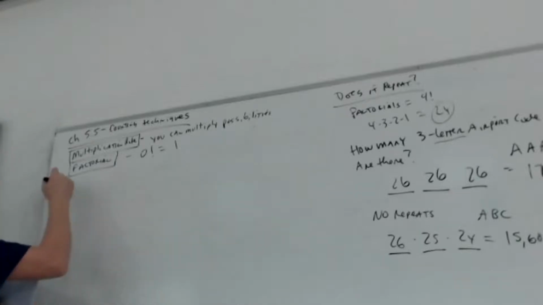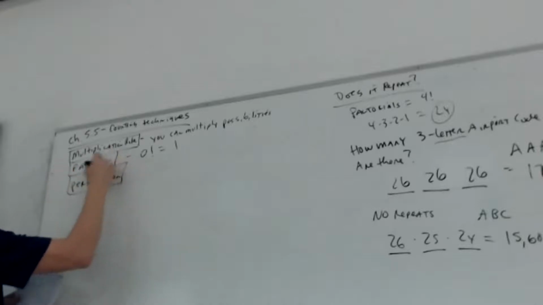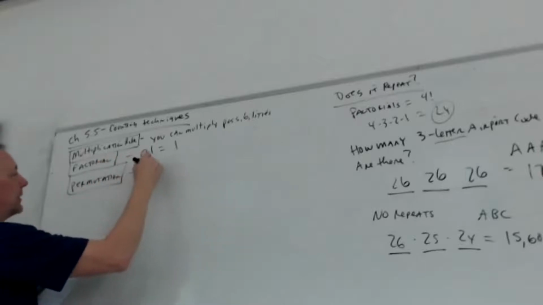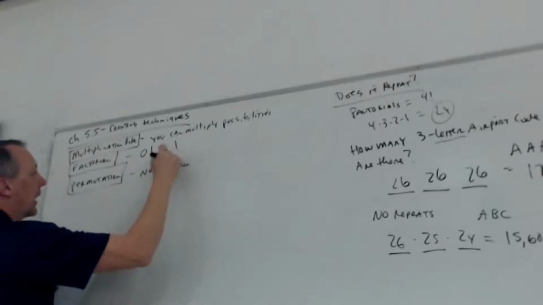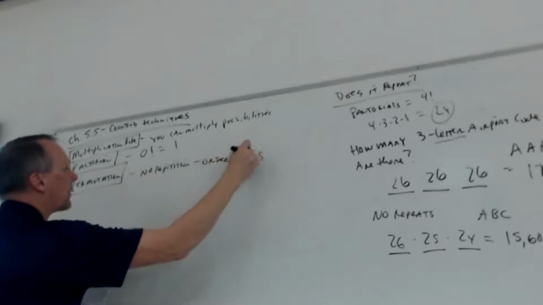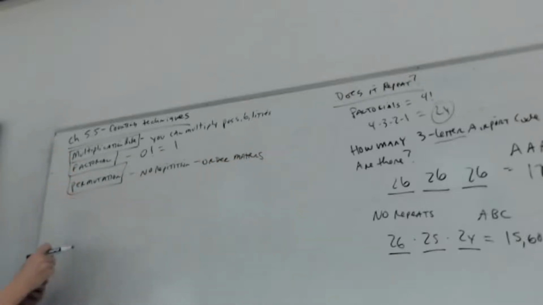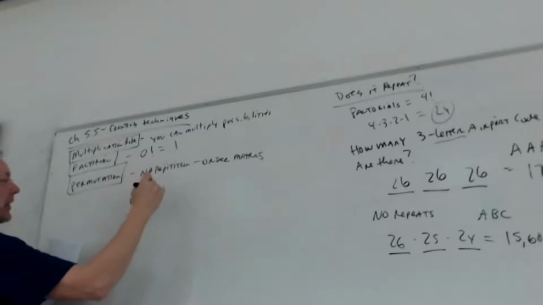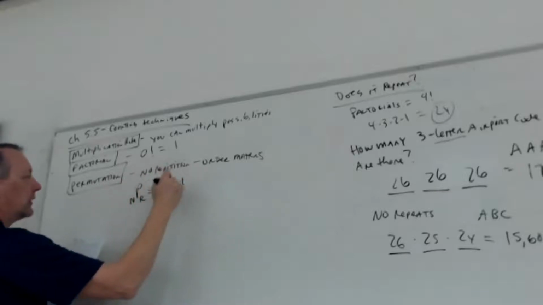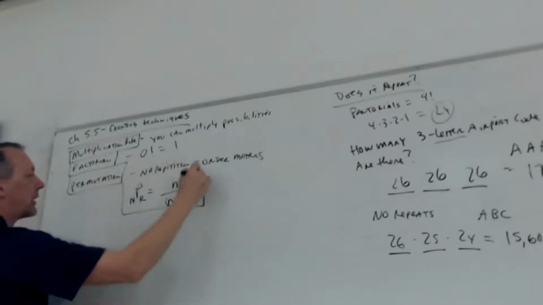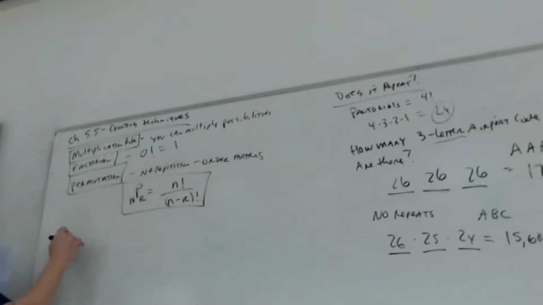Okay, let's also talk about a permutation. Okay, so permutation means there's no repetition. And it also means order matters. We've also got, and it's written as permutation of n choose r, and that's n factorial over n minus r factorial.